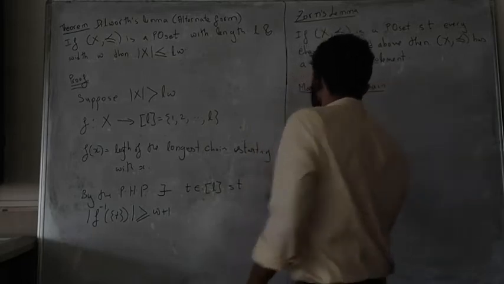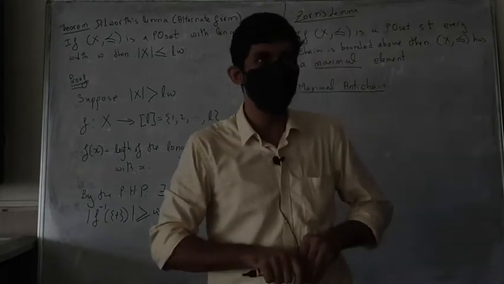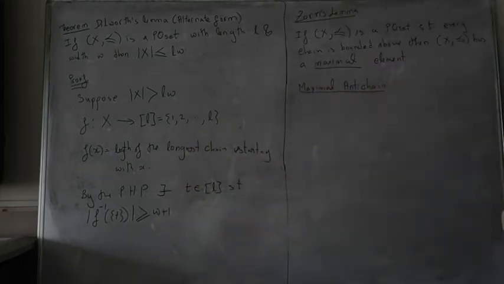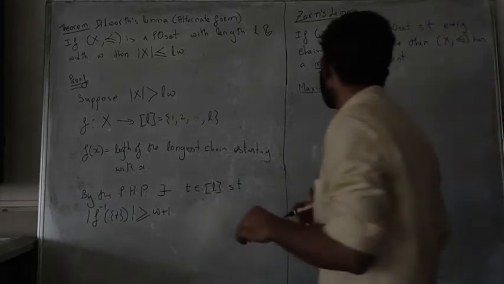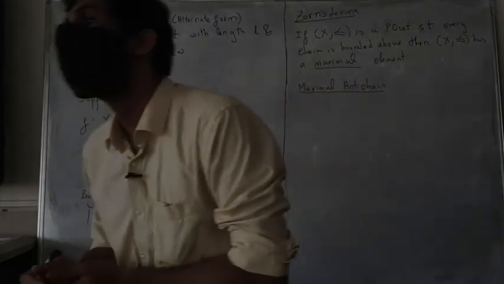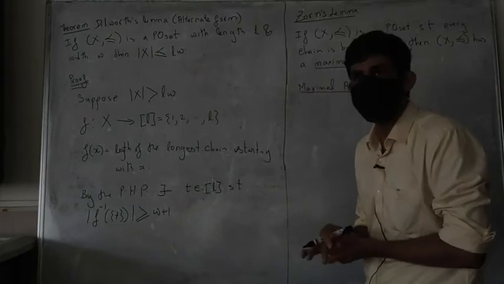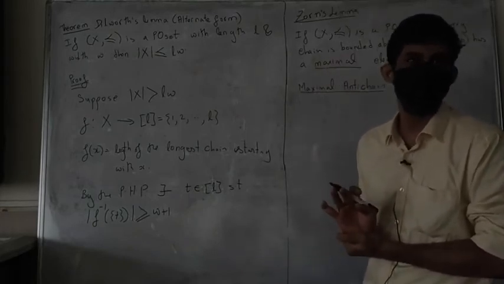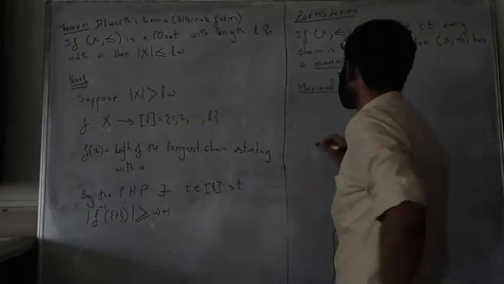So the lemma which we will be using to prove the infinite version of Dilworth's theorem is something else. It is the fact that we are going to show that any partially ordered set always has a maximal anti-chain, okay, always has some maximal anti-chain. So what is a maximal anti-chain?